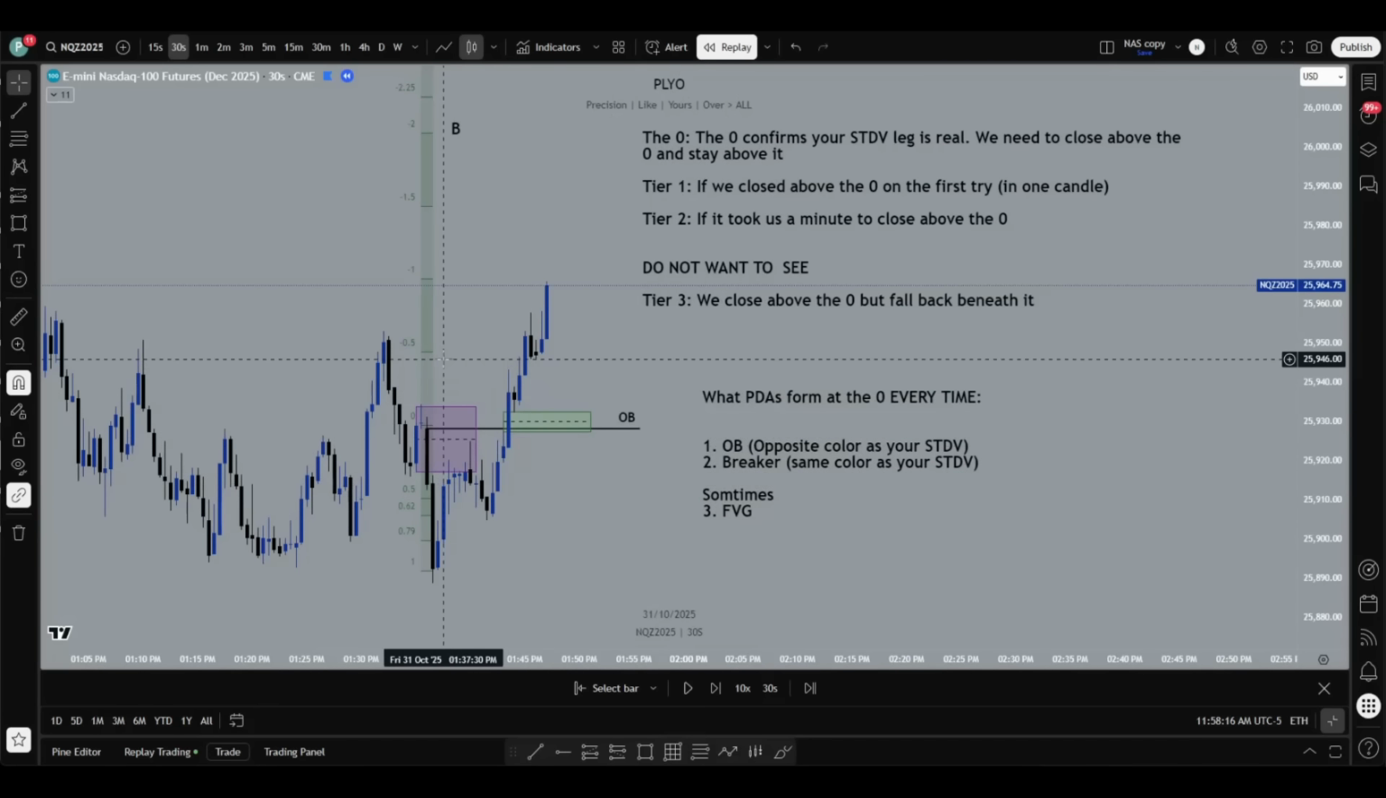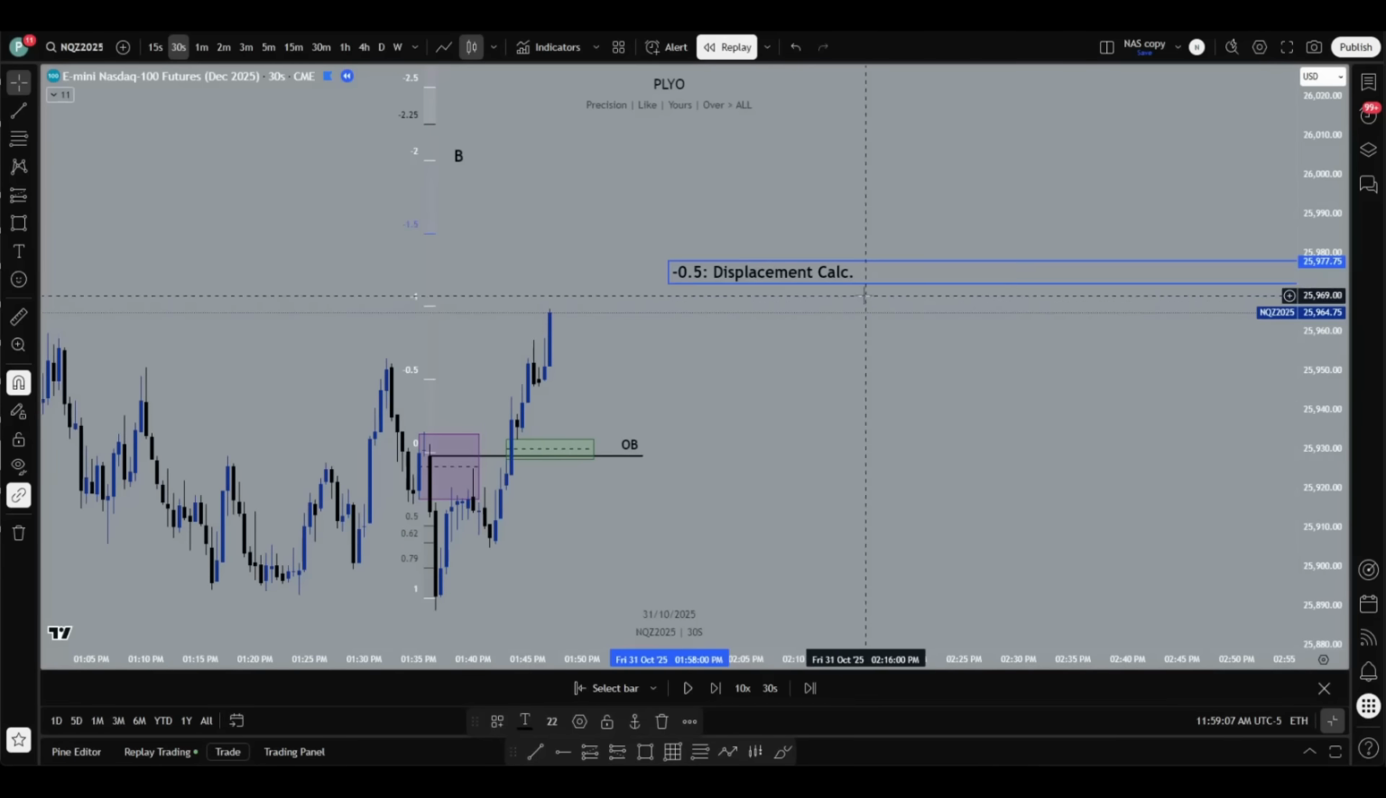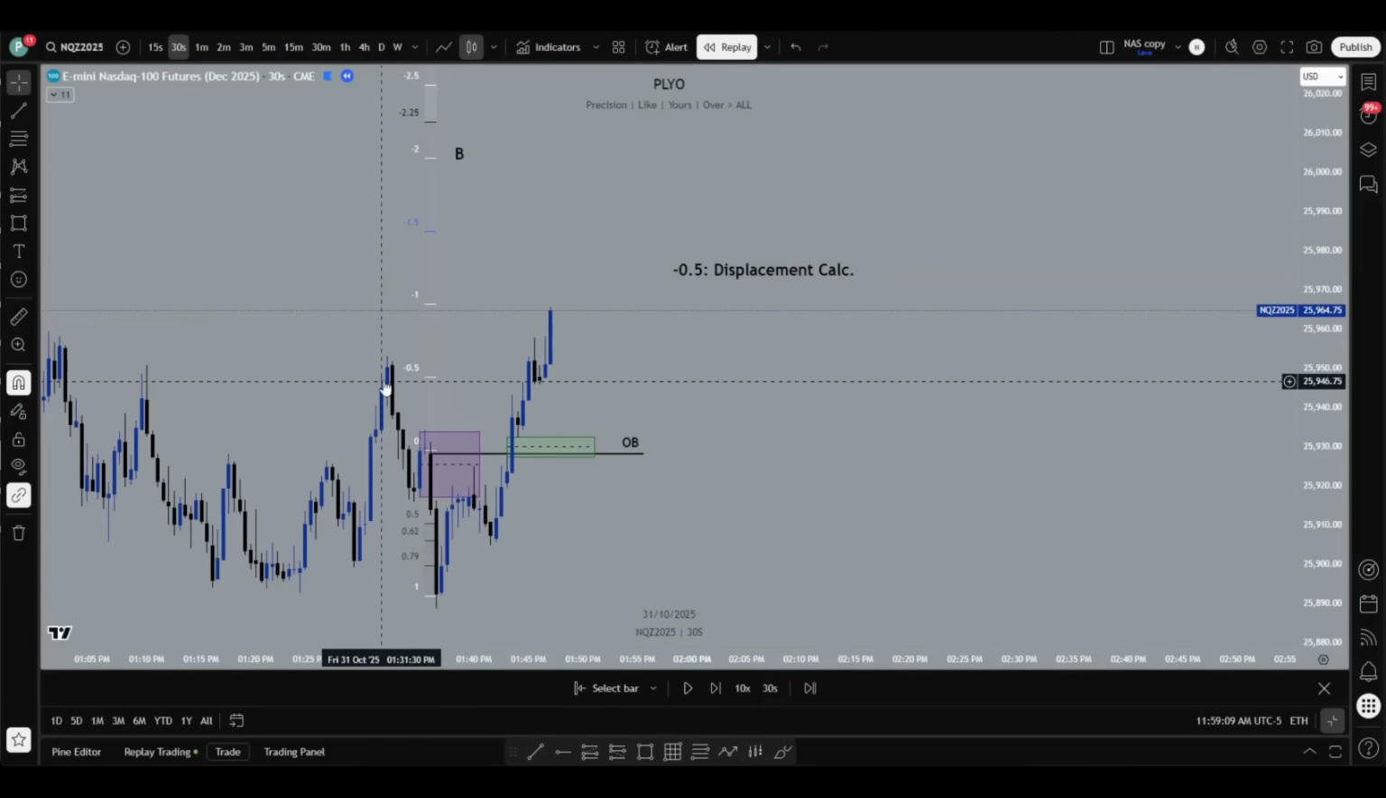Now we're going to talk about what the -0.5 does. Your displacement calculator. Simple as that. This will tell you whether or not we actually have a real displacement in the direction of where we're trying to go, to point B. If you see price slow up here at the -0.5, then we're going to slip into tier 3. That's why I saved it to Notepad.